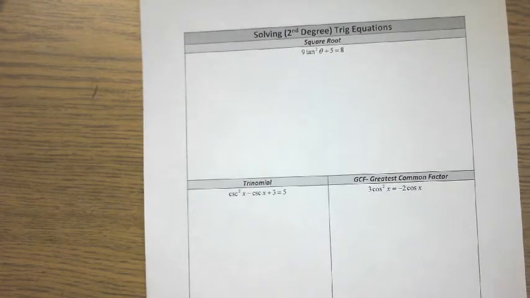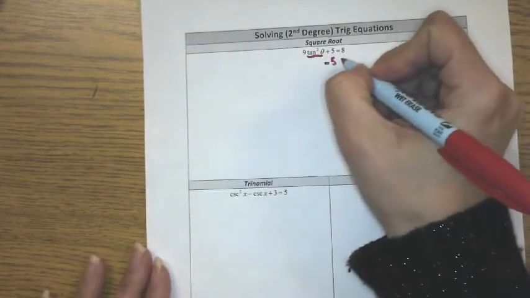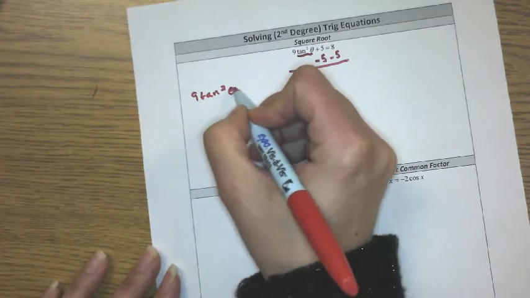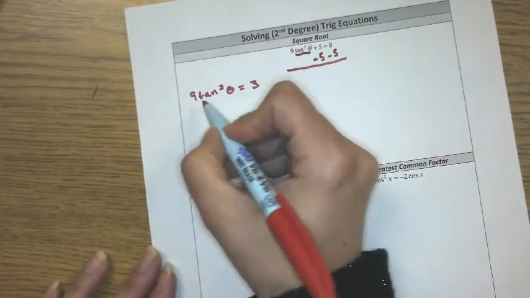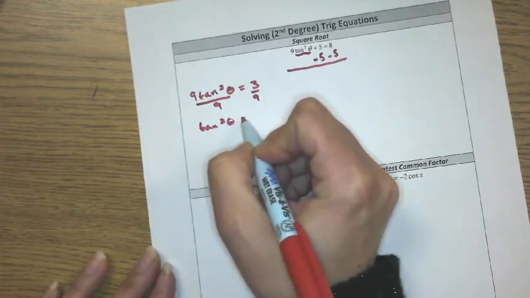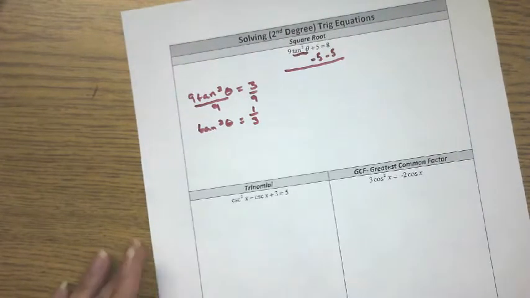When you look at this first example, we've got 9 tangent squared theta plus 5 equals 8. If you think about what we did last class, we talked about getting our variable alone. Our variable here is tangent squared theta, so we can get this alone. We would subtract 5 from both sides, and over here we're going to get 9 tangent squared theta equals 3. Then you would divide by 9, so you'll get tangent squared theta equals 3 over 9. You can leave it like that, or you can write it as 1/3.